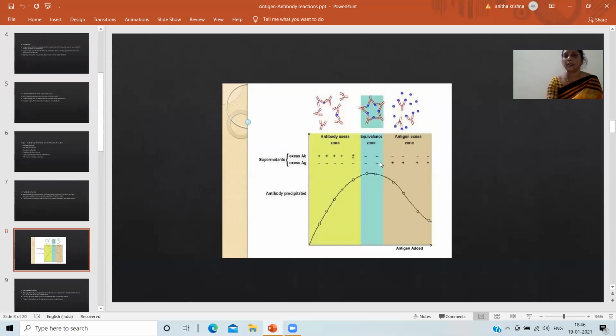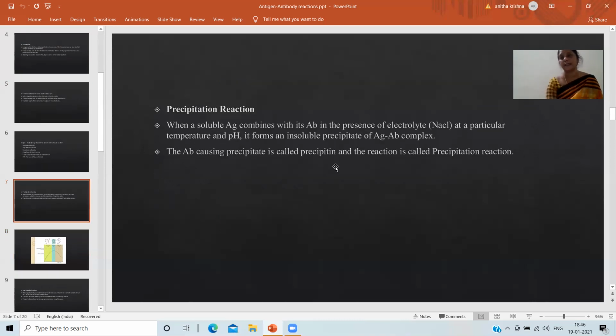This is how the precipitation reaction goes on. Generally this precipitation reaction takes place in two different steps. The first step is rapid, which occurs in a few seconds, and here it leads to the formation of the antigen antibody complex. The second step is a bit slower compared to the first step. It takes from a few minutes to a few hours, and here it leads to the formation of an insoluble lattice, which eventually turns into a precipitate.